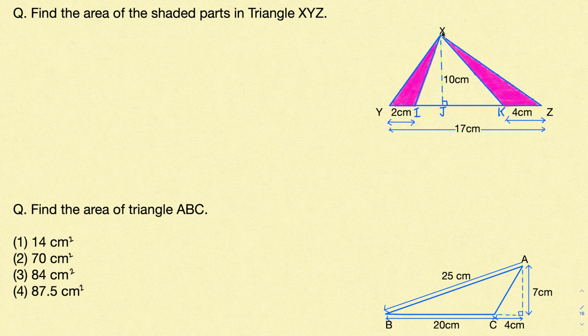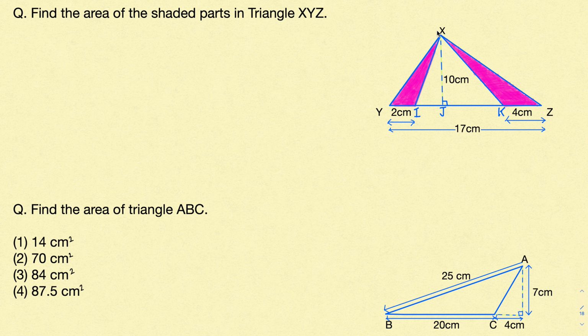So the height is always a perpendicular dropped from the third vertex on the base. Now see this one, this is not really the base, right? But we have to extend the base, so that we can drop a perpendicular on it, right? So this is the height. XJ is the height for this triangle.